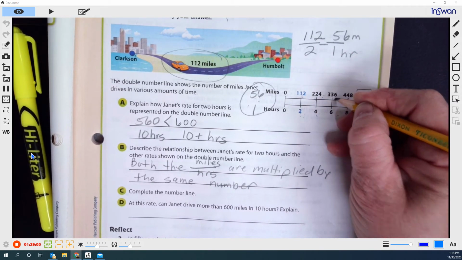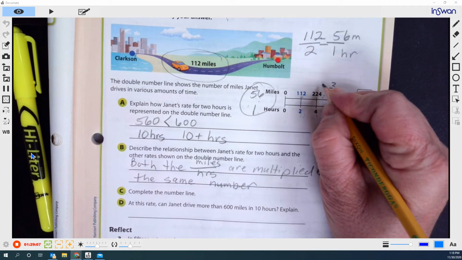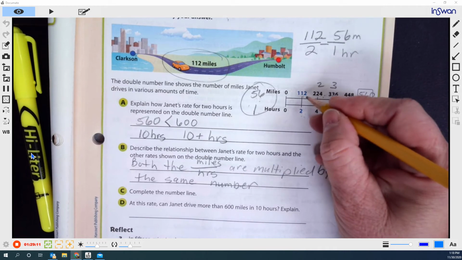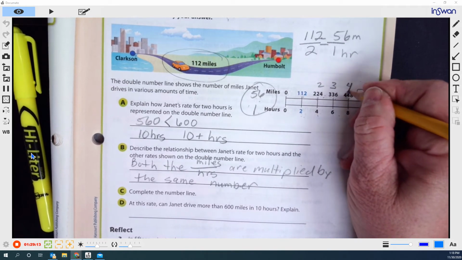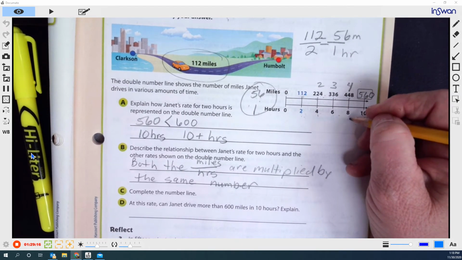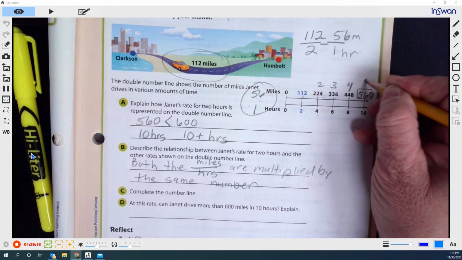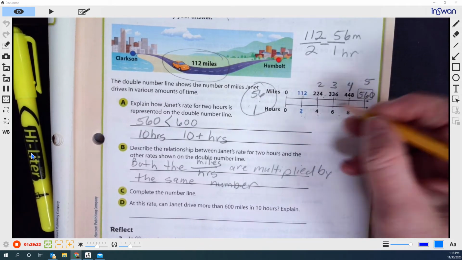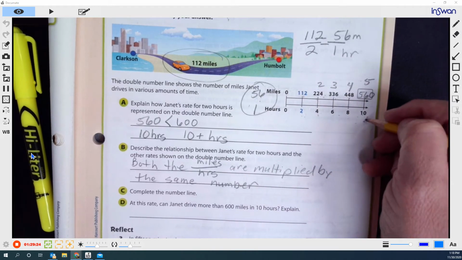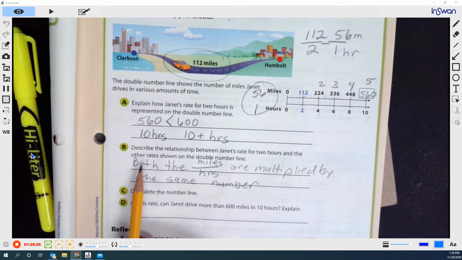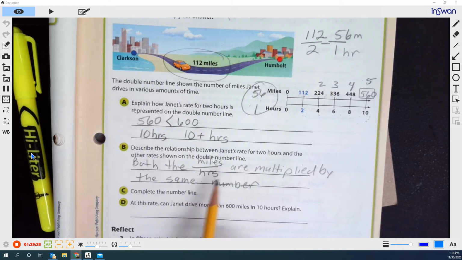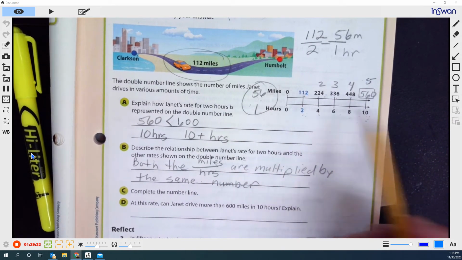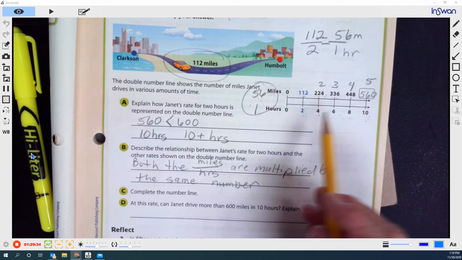112 times 3 is 336. 2 times 3 is 6. 112 times 4 is 448. 2 times 4 is 8. 112 times 5 is 560. And 2 times 5 is 10. So you can see here that both the miles and the hours are multiplied by the same number as you go across to create that table, or in this case, this double number line.